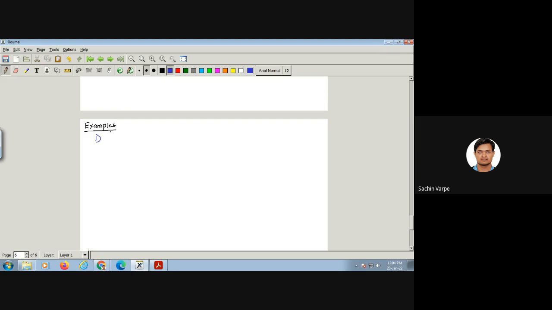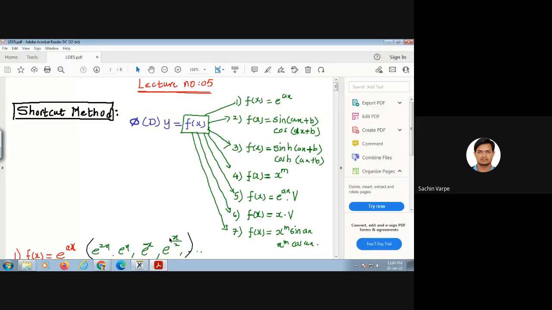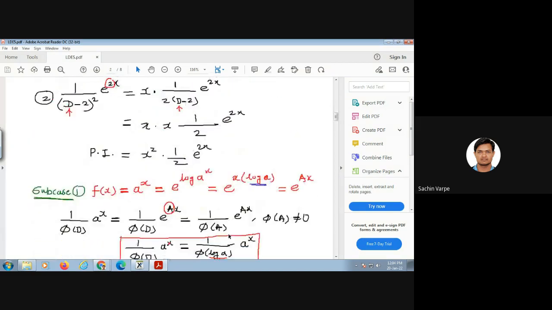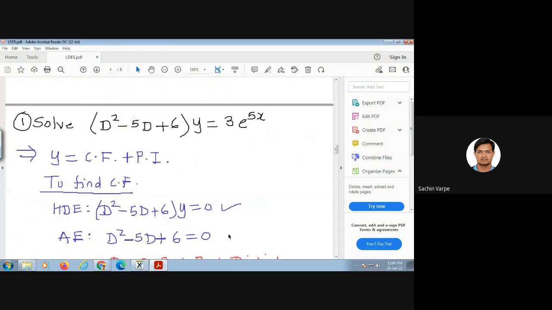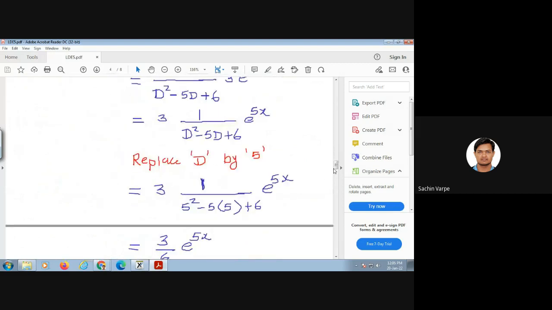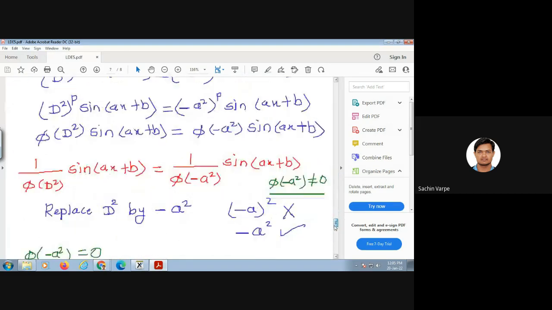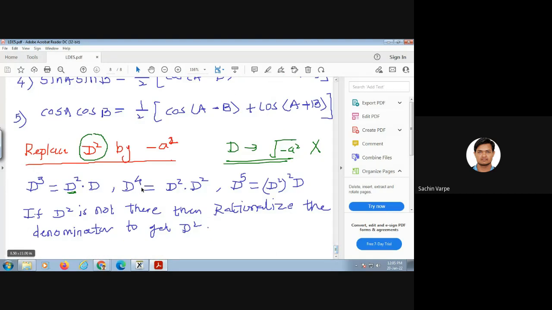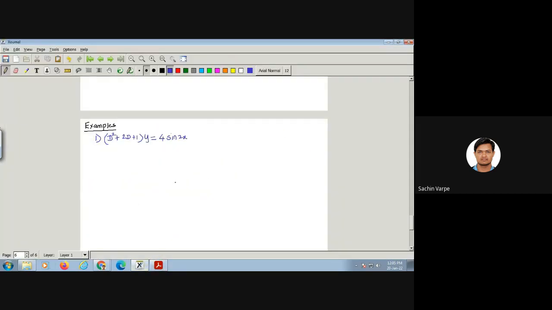So solve d square plus 2d plus 1 times y equal to 4 sin 2x. ठीक है, शायद हमने डिस्कस नहीं किया है ना इसको। Let me check it out, क्योंकि आप लोग तो बोलोगे नहीं। ठीक है। तो let's start with the solution.